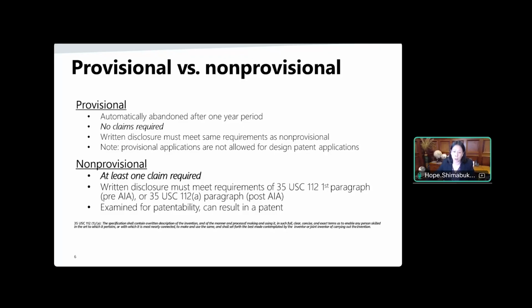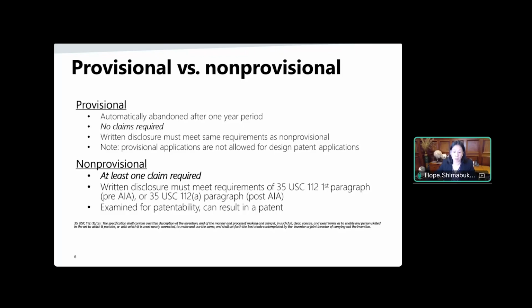Provisional applications just don't have as many requirements with respect to content, but a non-provisional application has all the requirements that are needed for it to be legally turned into a full-blown patent. Provisional applications have no claim requirements. Remember, they are abandoned after 1 year. And it just gives you a little bit more time, especially some inventors, for you to decide if you want to spend a little bit more money to file a non-provisional application.